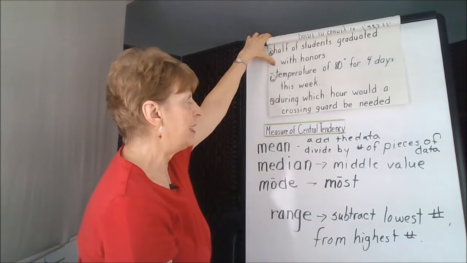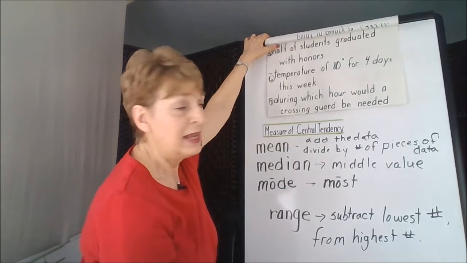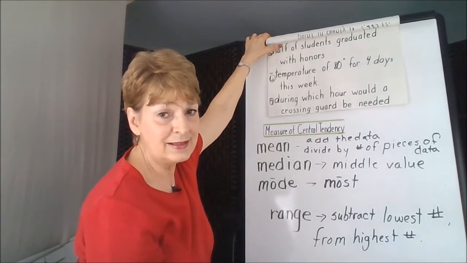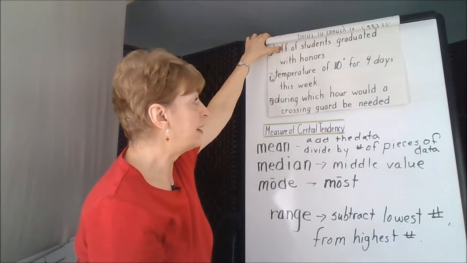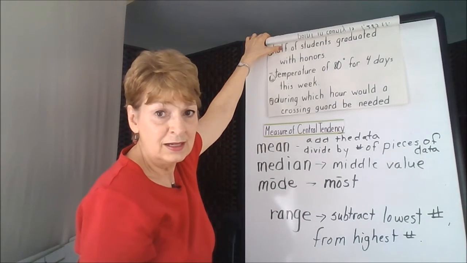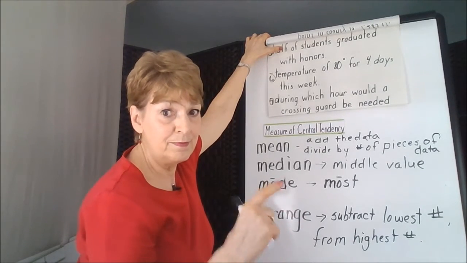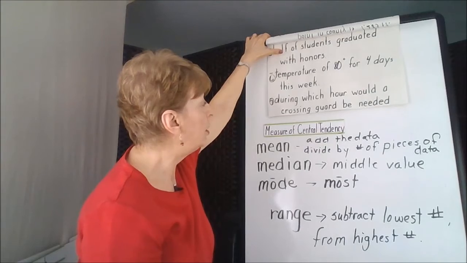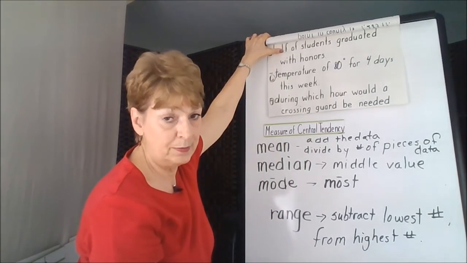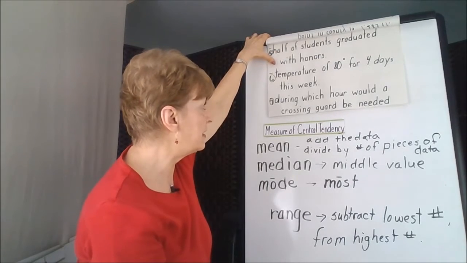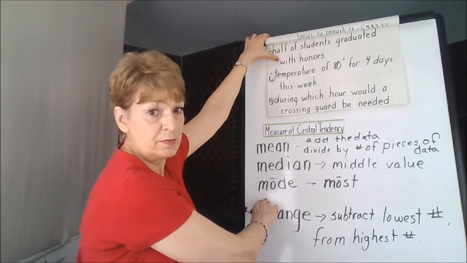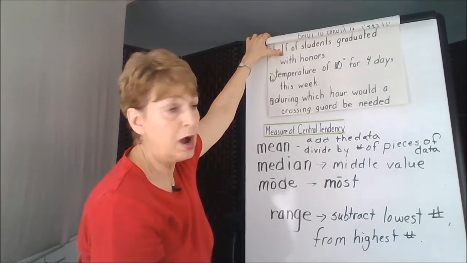Temperature of 80 degrees for 4 days this week. In this case, you would have to know a little bit about the calendar, or science in this case, where you would have 7 days in a week. So that part of marking time, you would realize that 4 days is over the halfway point of the week, since there's 7 days. 4 of them were 80, so that would be mode. The most of the days were 80 degrees.